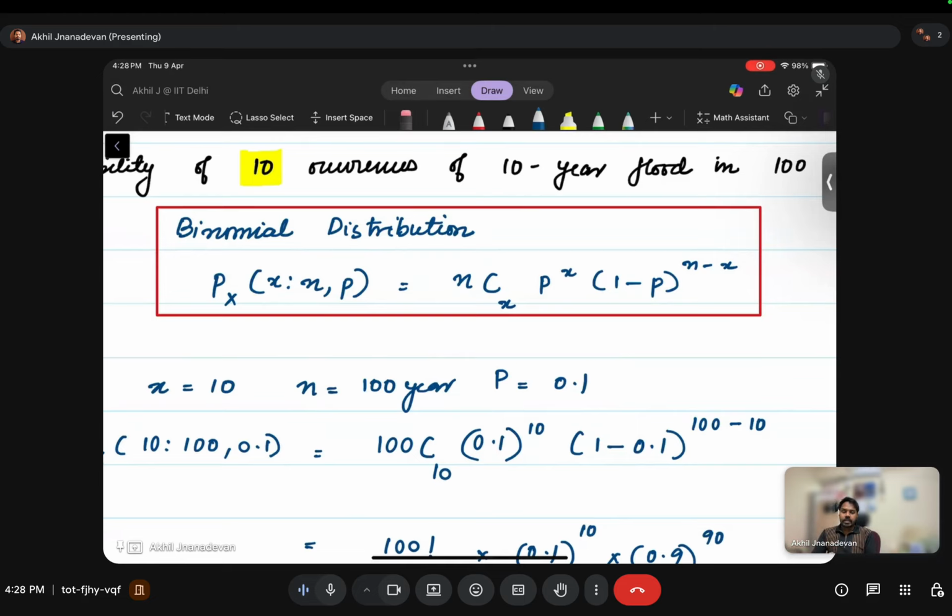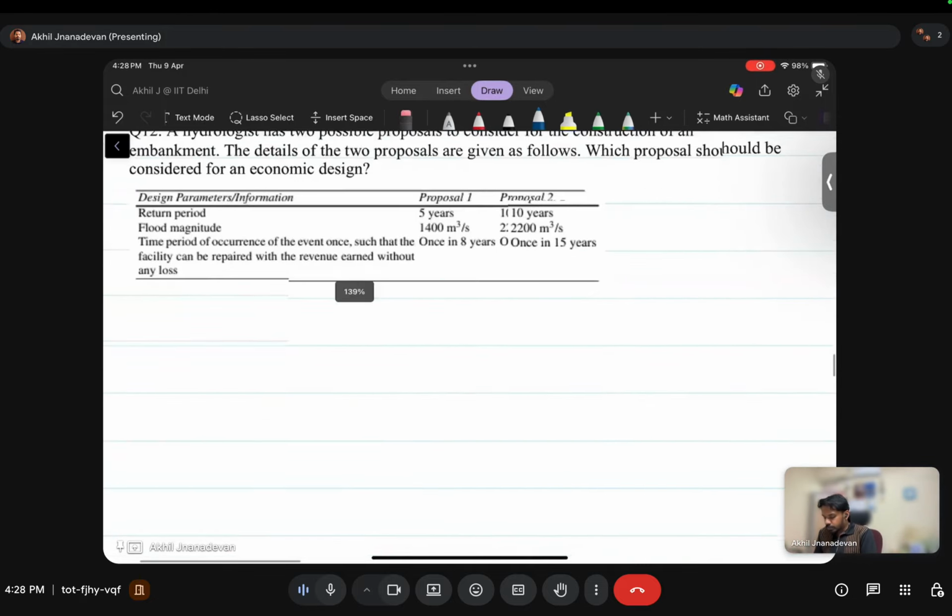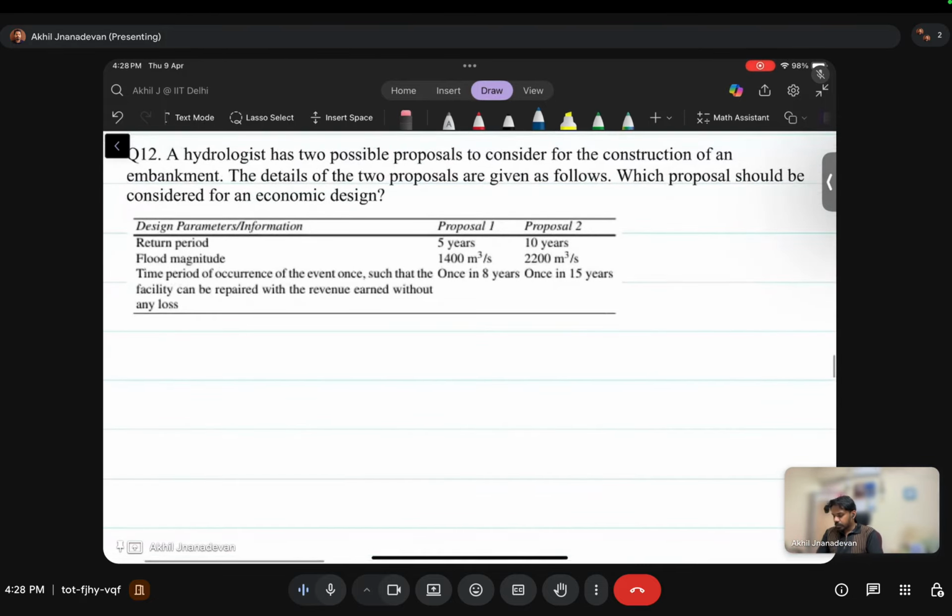Here n is the maximum number of occurrences, like here it is 100, and x is the occurrence that we need to find. So for 10 occurrences, we need x equal to 10, right? And p is nothing but the success probability, that is equal to 1 by the return period, which is 0.1. Okay, so now we can move on to the next question.